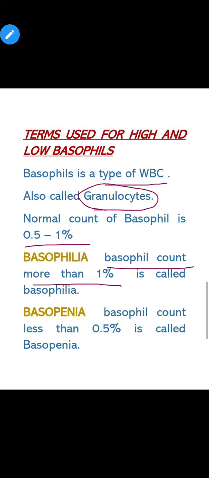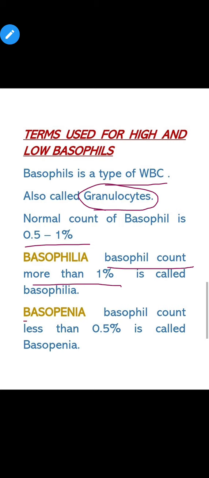So if your basophil count is unusually high, then it is called basophilia. And basophilia may be a sign you have an infection, or it may be a sign of serious medical conditions like leukemia or autoimmune diseases.